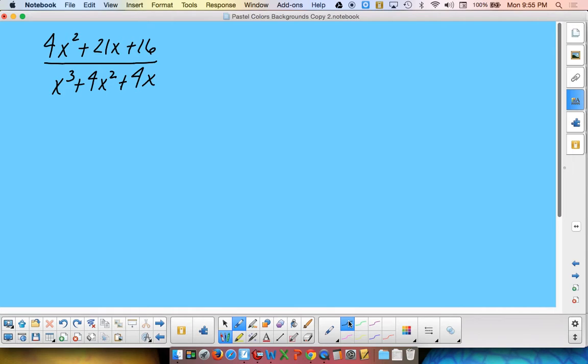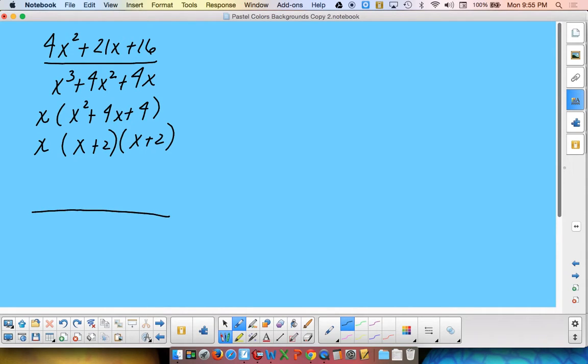First thing I would notice about this denominator is that I can pull an x out. And then that would be a quadratic that I'm pretty sure I can unfoil. And that would indeed be x plus 2 and x plus 2. How should I write that? That's kind of interesting. So I am going to rewrite this thing, leaving the numerator as is. But the denominator, I have x plus 2 twice. So that would make me have an x plus 2 quantity squared.